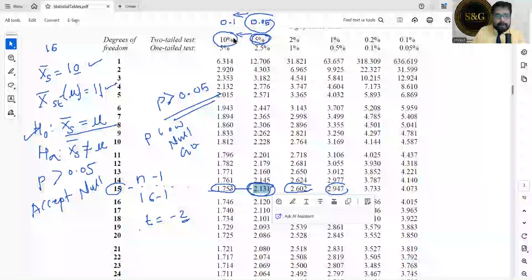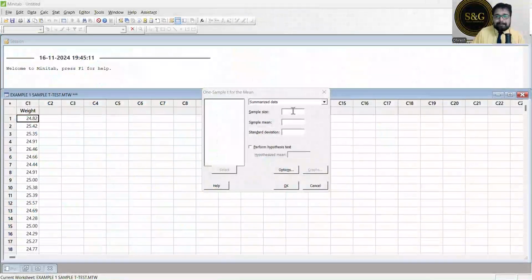Open your Minitab software. Now we'll do the same thing with the help of software. Okay. Now, what is the sample size? 16. Everybody with me? What is the sample mean? 10. What is the standard deviation? What was that? 2, right? Standard deviation was 2. And we will perform the hypothesis test. And what is the hypothesized mean, which is mu? Type in the chat box, everybody. What is the hypothesized mean here? 11. Everybody with me? Just type yes in the chat box.